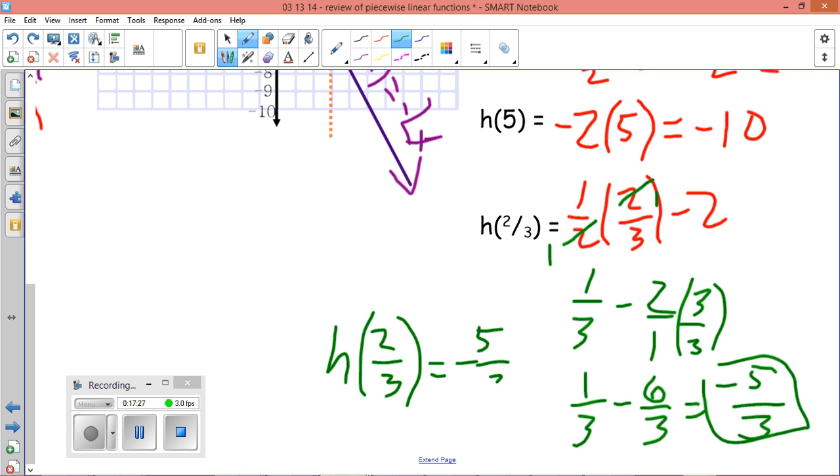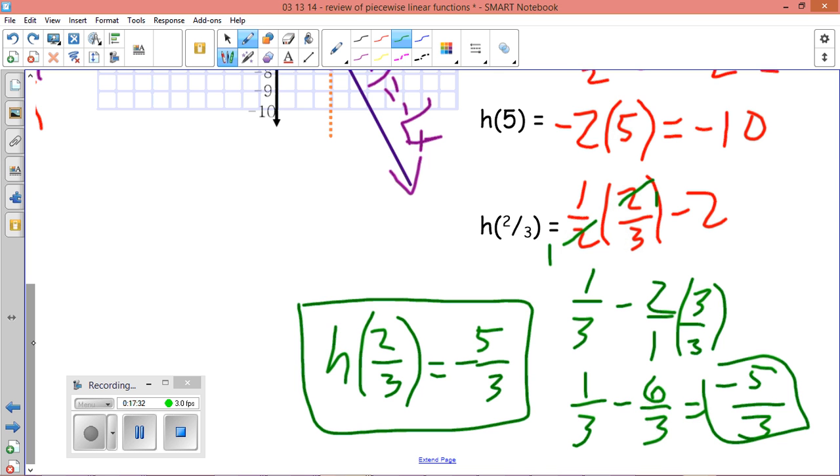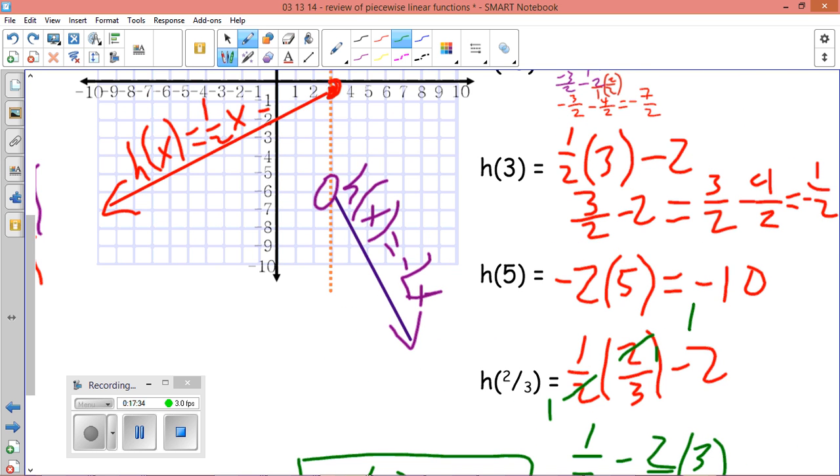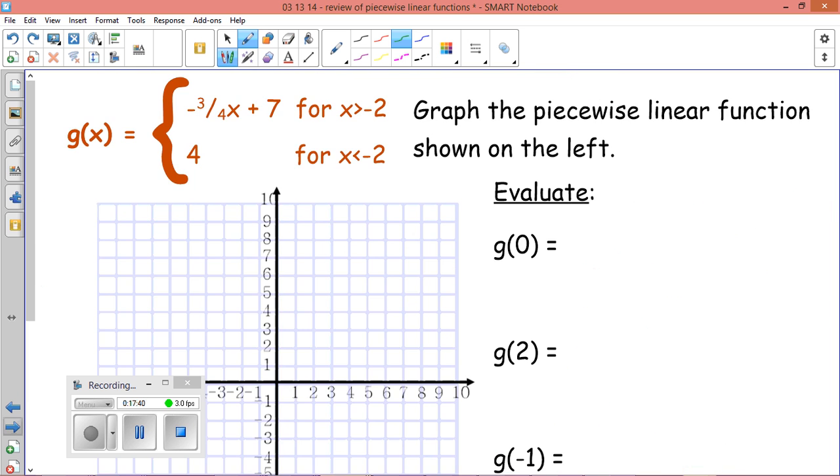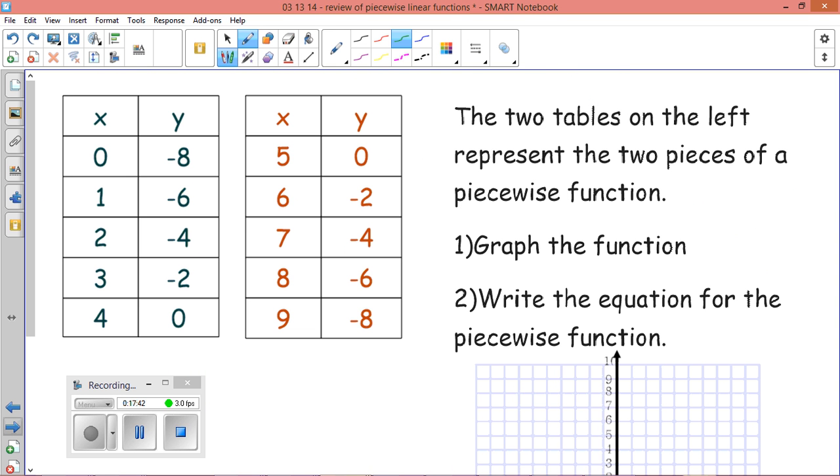And the same thing with all of those answers. H of whatever input I put is equal to my output. So for this one, h of 5 is equal to negative 10, etc. Okay, so you've got one to try on your own, and I'm going to move on to the next one.